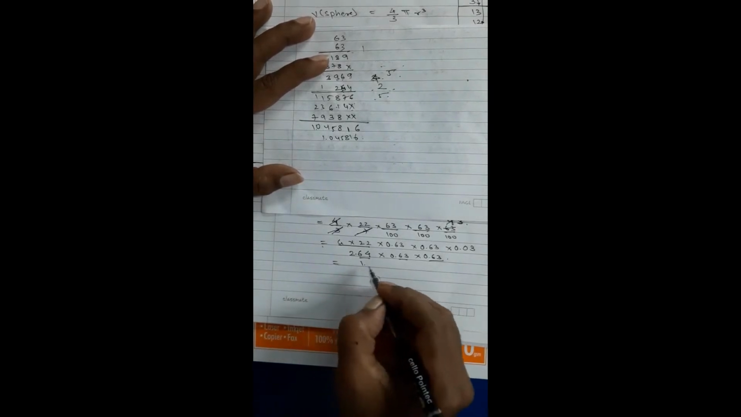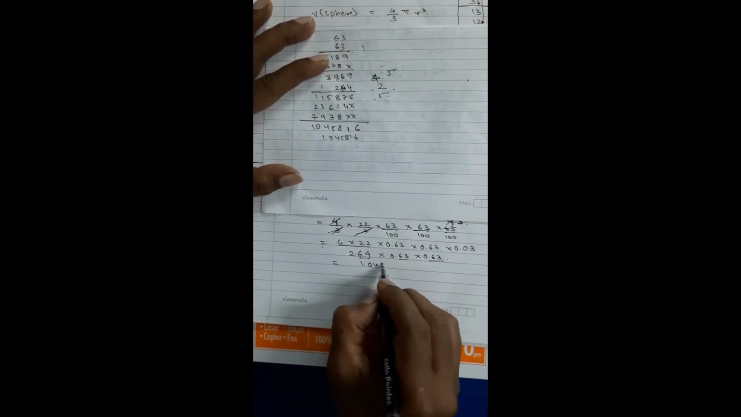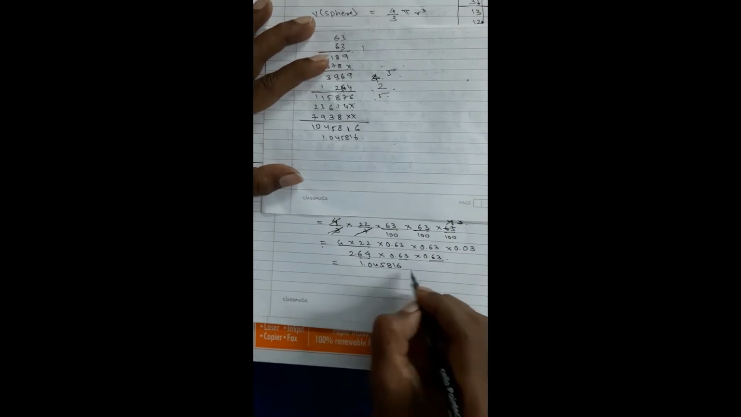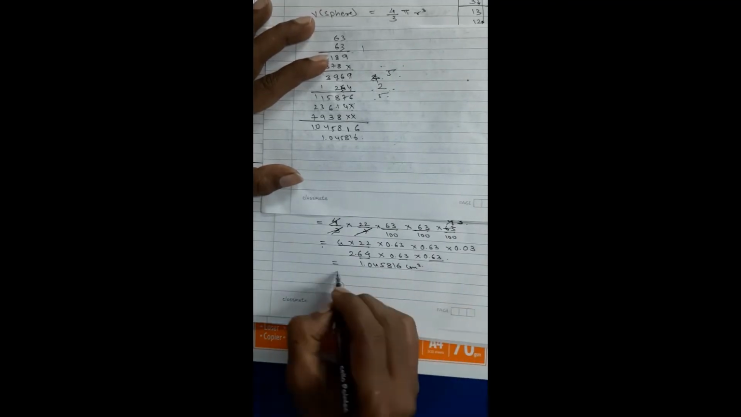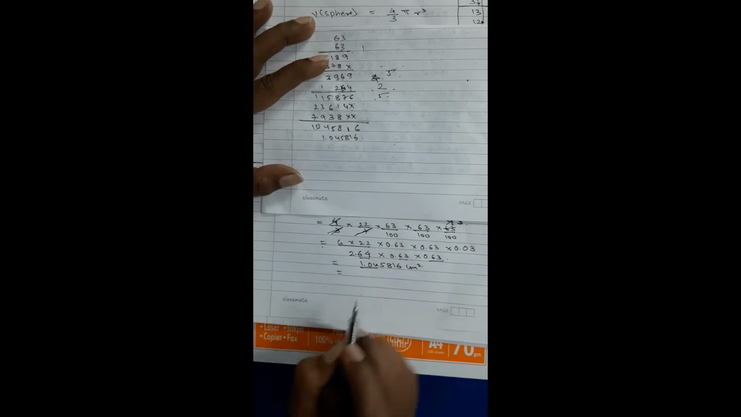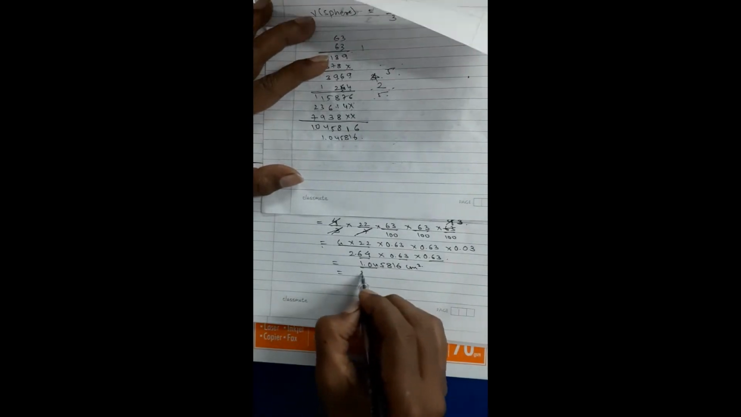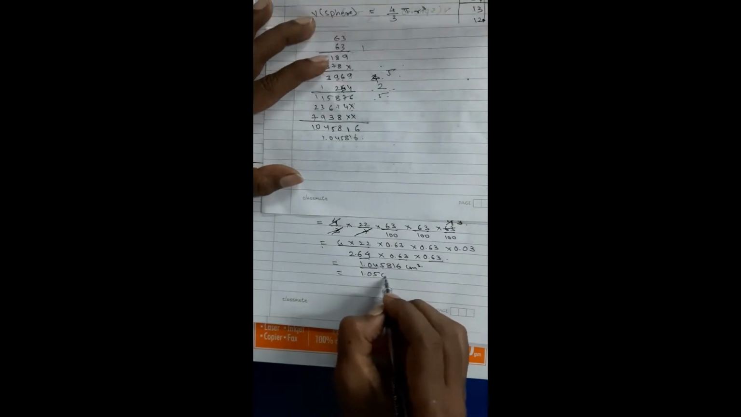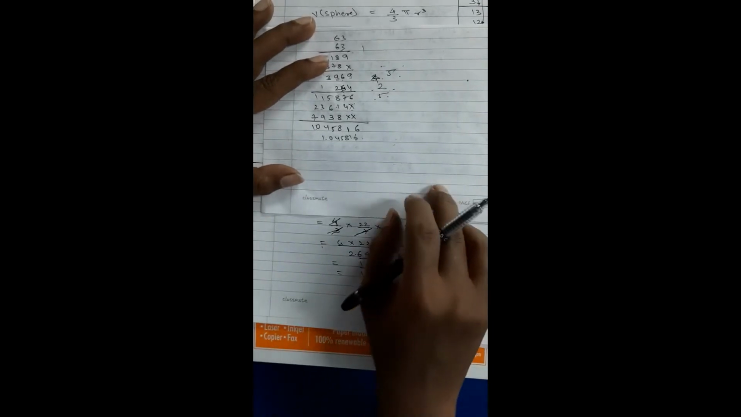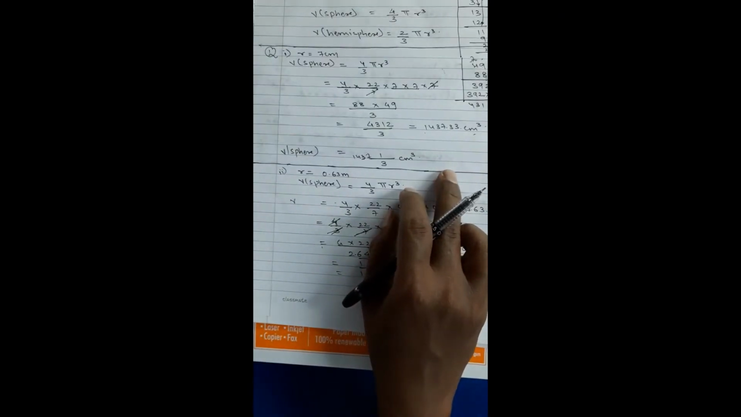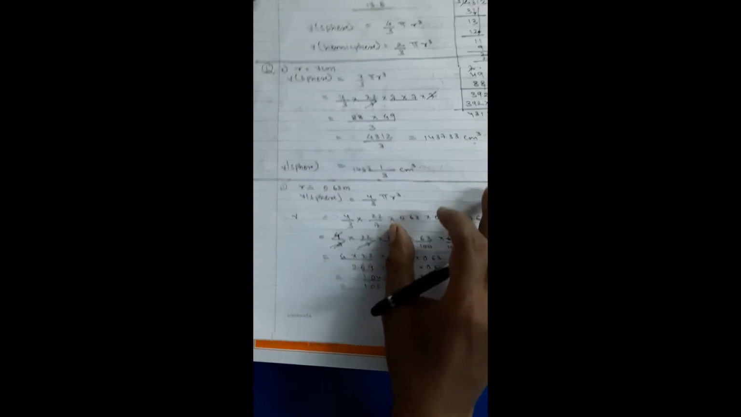Okay. So this is going to be equal to 1.045816 centimeter cube. So actually if you have to round up to two decimal places, because this number is 5, this will become 1.05 centimeter cube. This will be the answer of the second sub question of the first question.